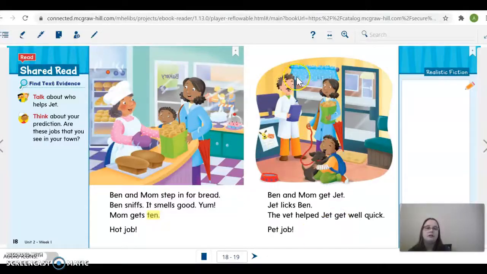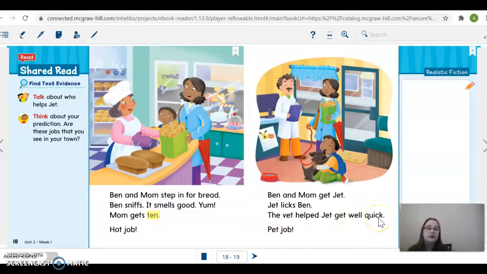Friends, we are on our next page over here. It says, Ben and Mom get Jet. Jet licks Ben. The vet helped Jet get well quick. Pet job. Okay, so we know the text tells us directly that this is a vet. So our next job is a vet, and we know that because the text says the vet helped Jet get well quick.